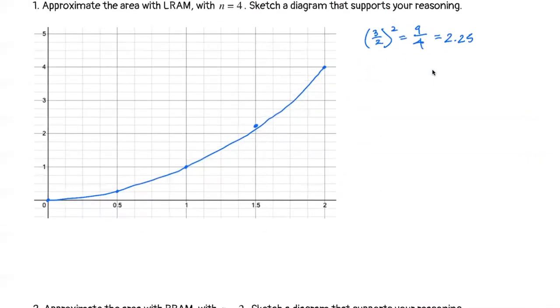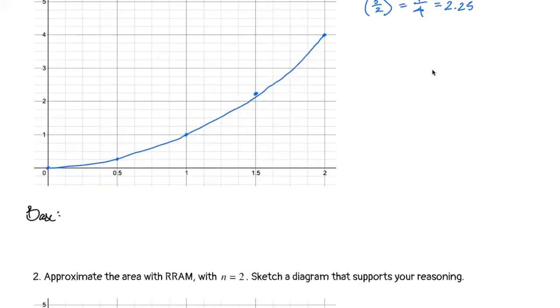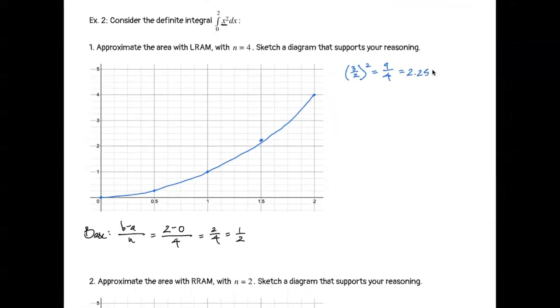And so if we were to find the base of each rectangle, we could do b minus a over n. In this case, we have 2 minus 0 over 4, which will give us 2/4, which will give us 1/2. Right? And so the base of each rectangle should be 1/2.